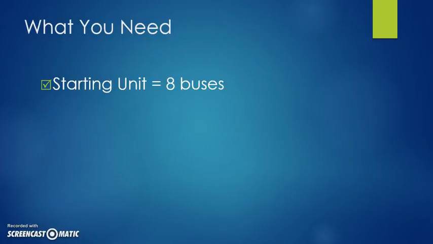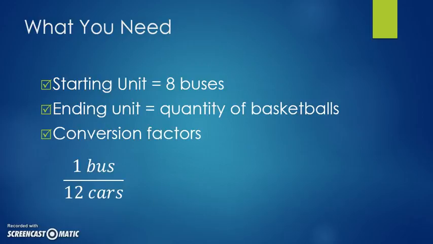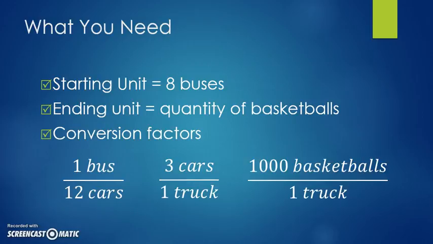Your starting unit is 8 buses. Your ending unit is quantity of basketballs, and then your conversion factors. So, say for example, in this particular problem, you only have the following information to work with to solve it. One bus is 12 cars, 3 cars is equal to 1 truck, and 1,000 basketballs fit in 1 truck. So these are your translators. They're your go-betweens from your starting to your ending units.